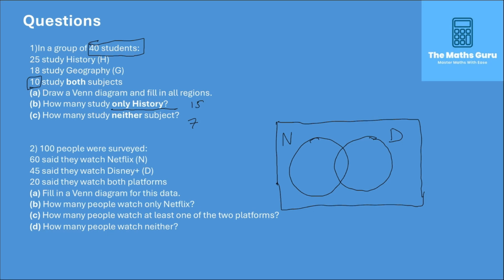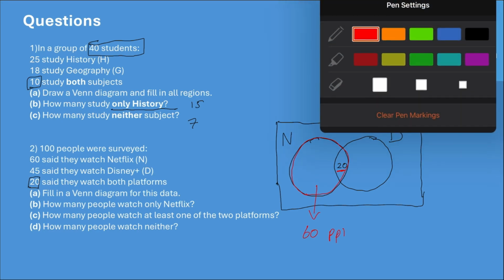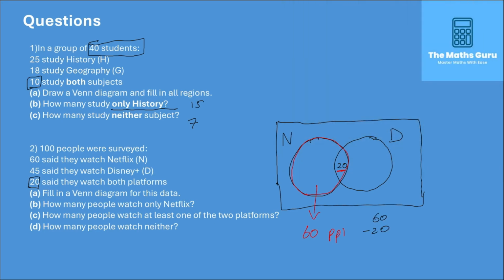Once again, we start with our intersection. It tells us 20 people watch both platforms. So we fill this in here. We then read backwards and say it says 60 said they watched Netflix. So what we know is within this circle here, within the outline on the red, 60 people should be accounted for. We already see that 20 have been accounted for in the intersection point. So we do 60 minus 20 to give us 40, and we put 40 in the Venn diagram.